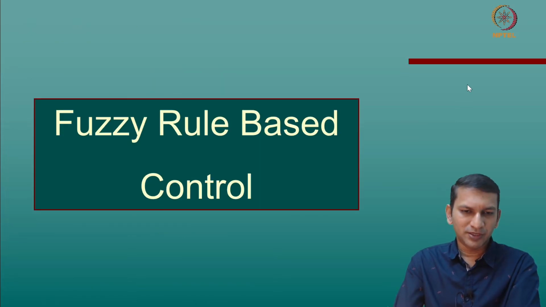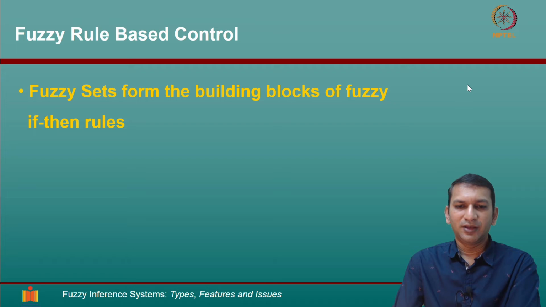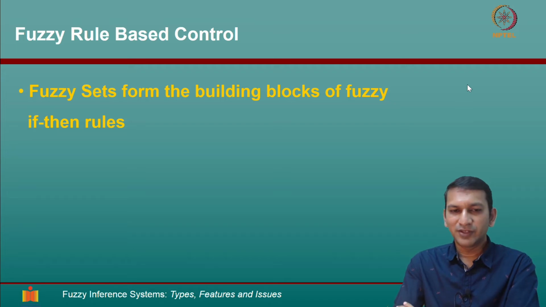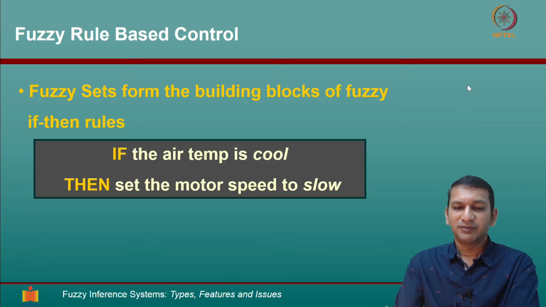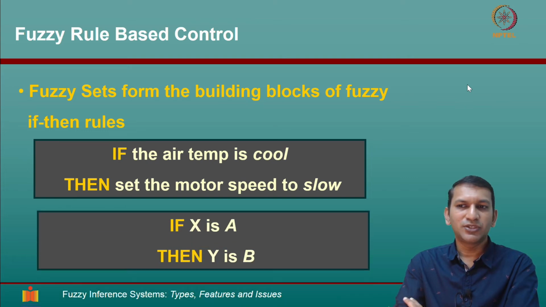Let's look at fuzzy rule-based control. Obviously, fuzzy sets form the building blocks of fuzzy if-then rules. We have seen this. If the air temperature is cool, then set the motor speed to slow. This is one type of fuzzy if-then rule. A typical general schema would be if X is A, then Y is B. In this case, cool is A and slow is B. These are the fuzzy sets.